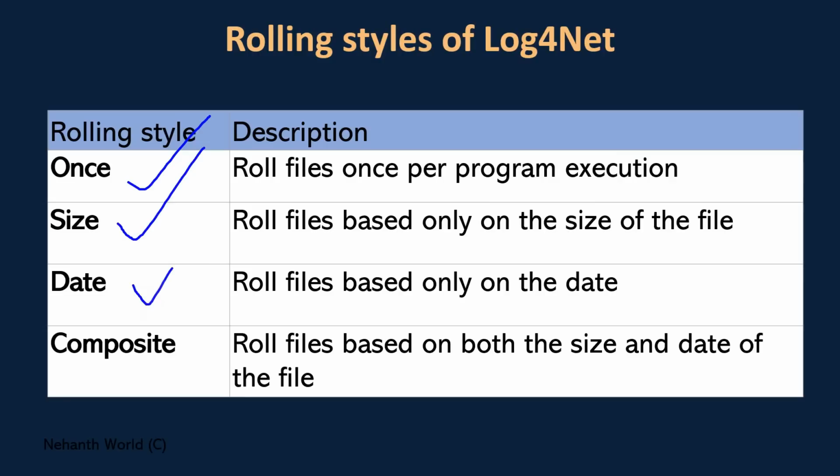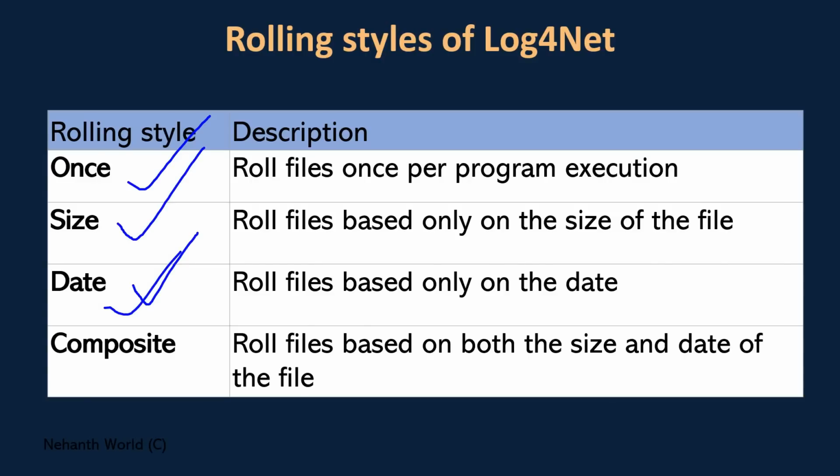The next configuration is the date configuration. If you configure your rolling style as a date, then it will create one file for every new date. Meaning if your application starts logging today, it will create one file for today. Then whenever the date changes, it will create a new file. For tomorrow, it will create a new file. For the day after tomorrow, it will create a new file. So if you want to create one new file for every new day, then you can choose the date rolling style.